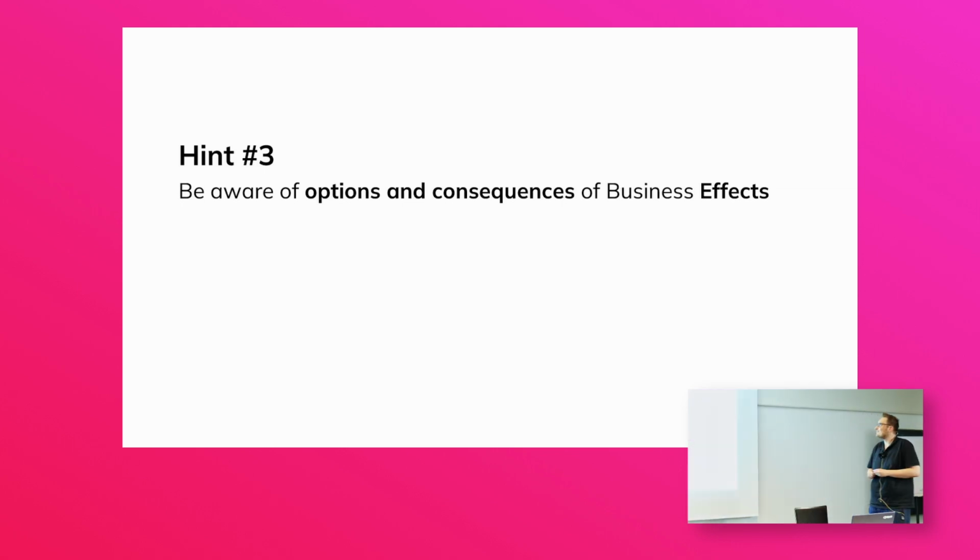Awesome. So this brings us to my third hint. Be aware of the options and consequences of effects. I don't say prevent them, because sometimes they are necessary, but be aware of consequences, which is always a good thing when you are dealing with architecture. Architecture is mainly about dealing with consequences, like the whole life.